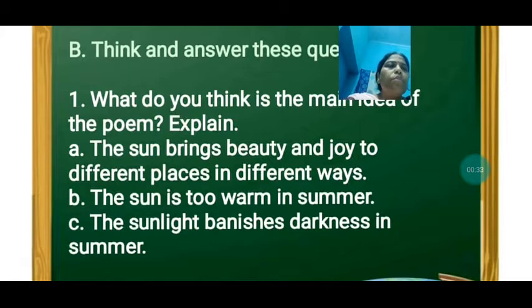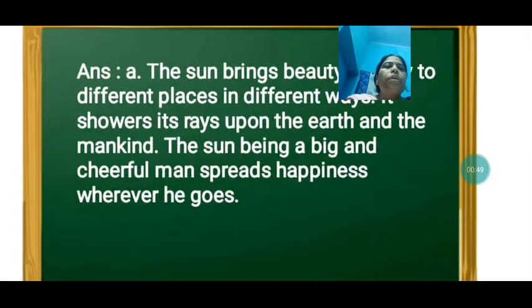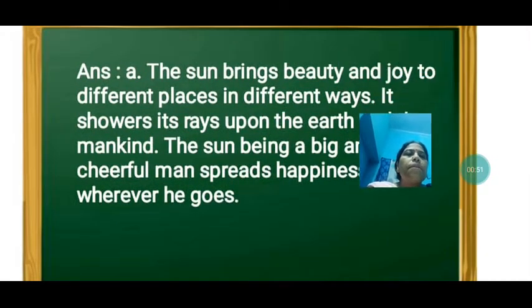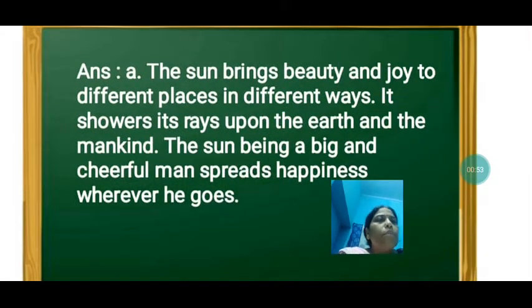The sun brings beauty and joy to different places in different ways. Then the B part is the sun is too warm in summer. Then C, the sunlight banishes darkness in summer. That means removes darkness in summer. So the option is the sun brings beauty and joy to different places in different ways. So what does the sun do?